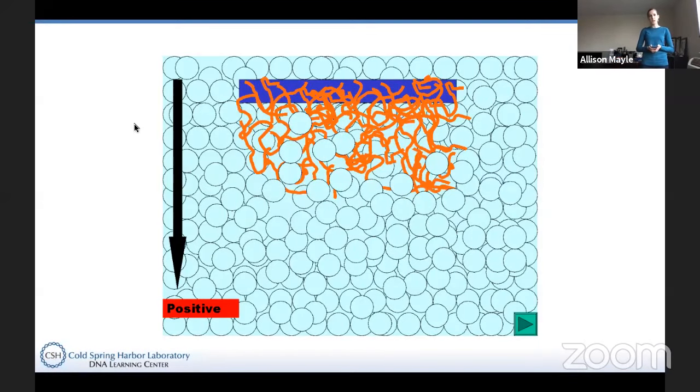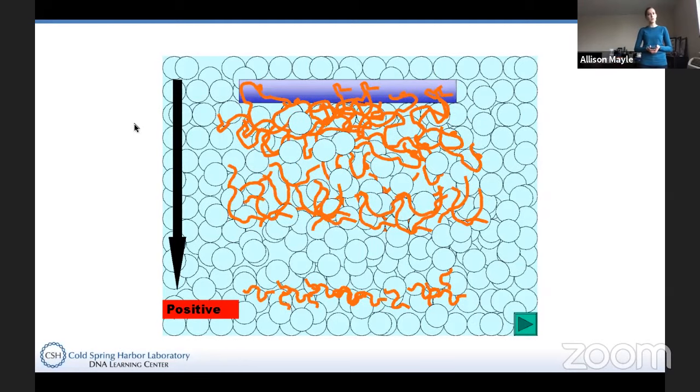Which pieces of DNA do you think are going to move faster? Do you think the big pieces are going to move faster or the small pieces? Well, think about that for a few seconds. And I'm going to advance it once. And now what you can see is that the small pieces have actually moved the furthest away from the well. And there's big pieces that are kind of stuck up by the top of the gel near the well. So why do you think that is?